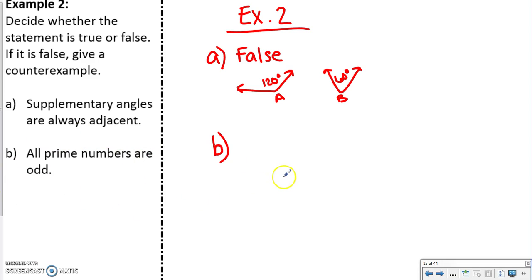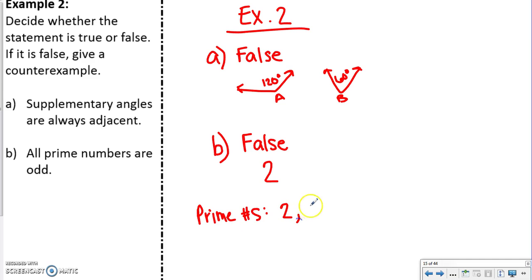So think about this one. Decide if this one is true or false. So all prime numbers are odd. I'm going to tell you this is false. So what would my counterexample be? What is the one prime number that is not odd, which is even? 2. 2 is a prime number. If you were to list the prime numbers, it starts with 2.